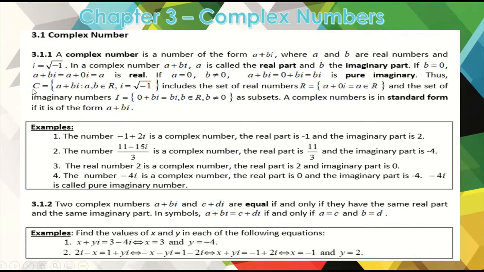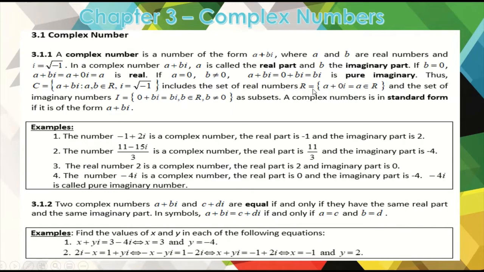Thus, the set of the complex numbers are a plus b times i, such that a and b are elements of the real number system, and i is equal to the square root of -1. It includes the set of real numbers. So, ang atong complex numbers, ang subset, ang real numbers dito.